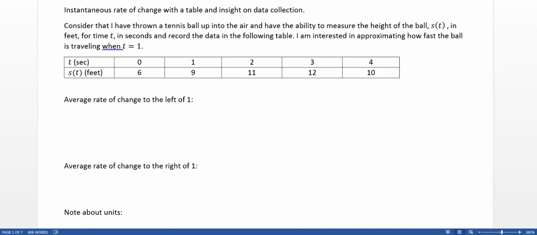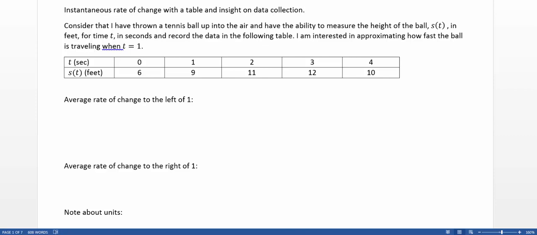So the way I read the table before I've done any analysis on it is that at time equals 0, the ball is 6 feet in the air. So if you imagine a person standing up and they're throwing a ball up in the air, when they let go, their hand is probably about 6 feet off the ground. So that makes sense. After 1 second, the ball has reached 9 feet in the air.